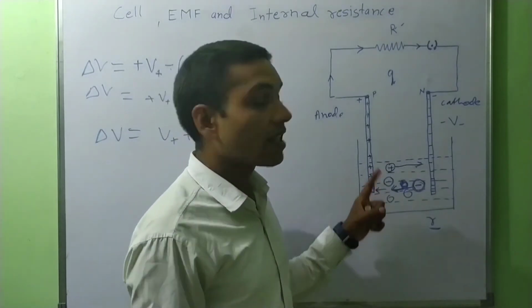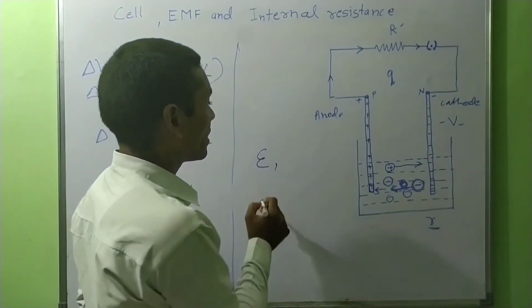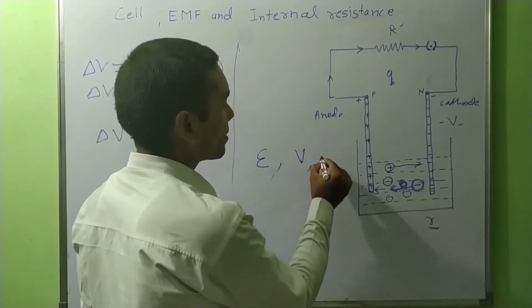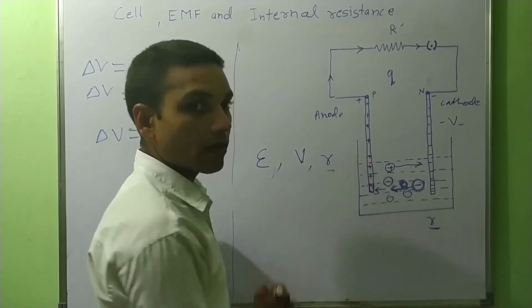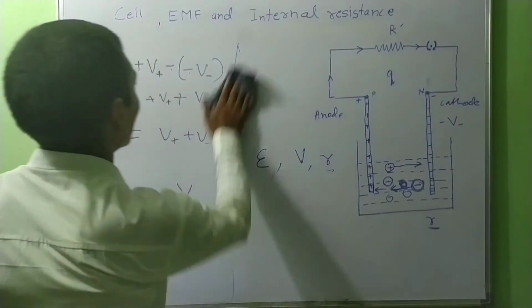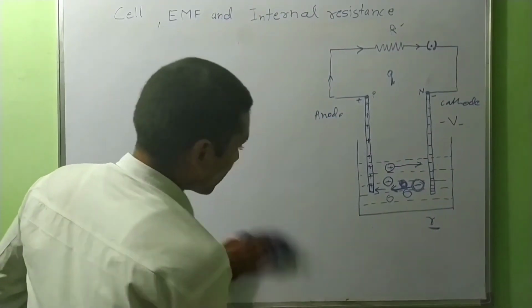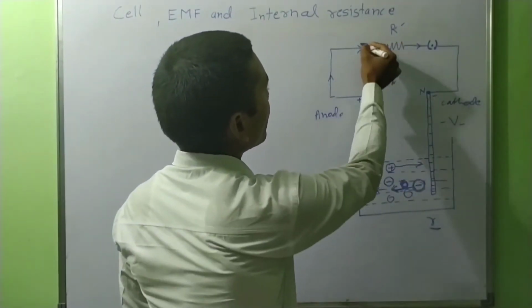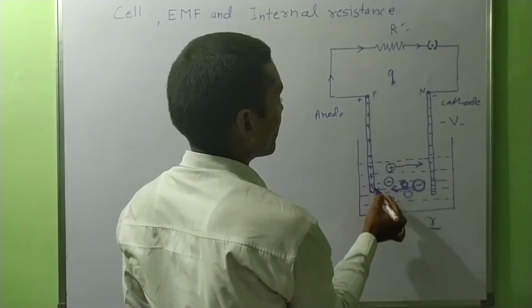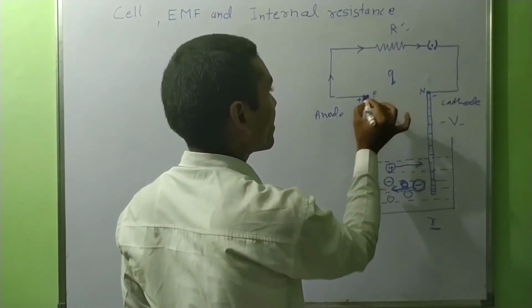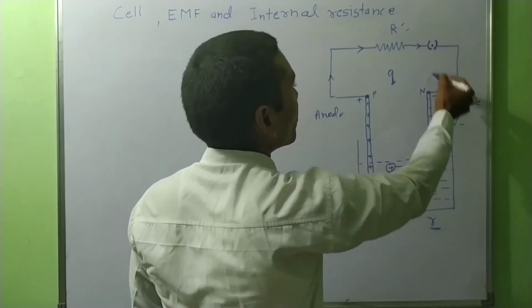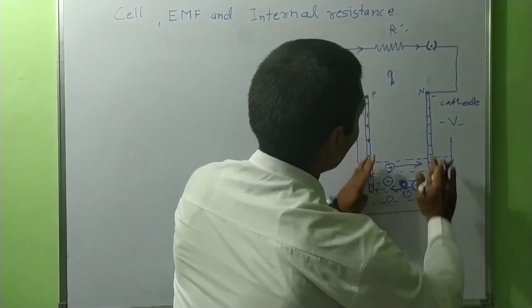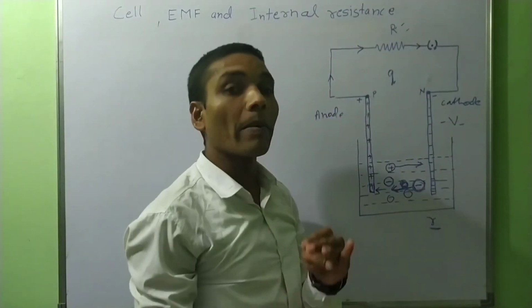So we have to find the relation between epsilon, the EMF, the terminal potential V, and the internal resistance of the cell r. When the circuit is closed, this end of the resistor and this end of the electrode are connected, and the second end of the resistor is connected to this. So the cell and the external circuit are connected in parallel.